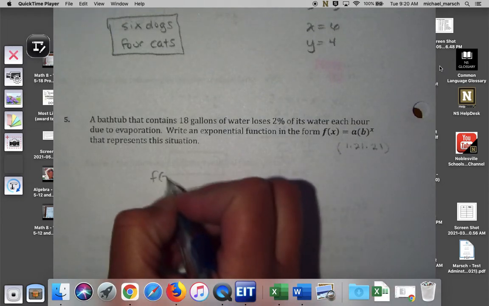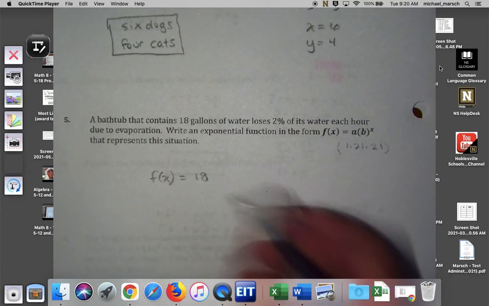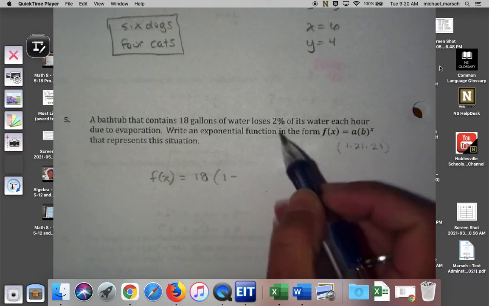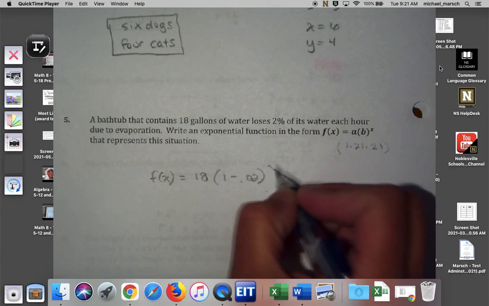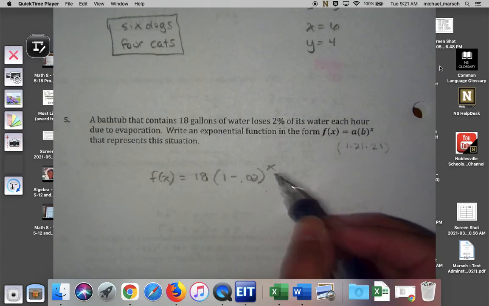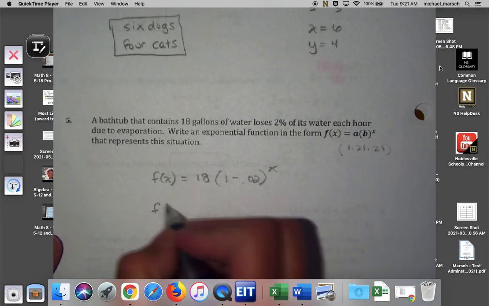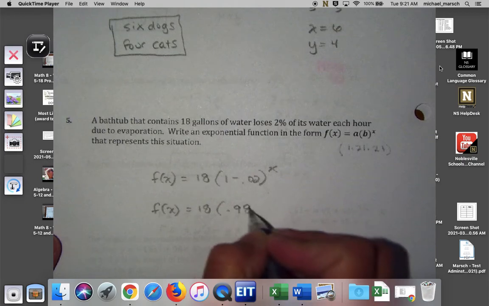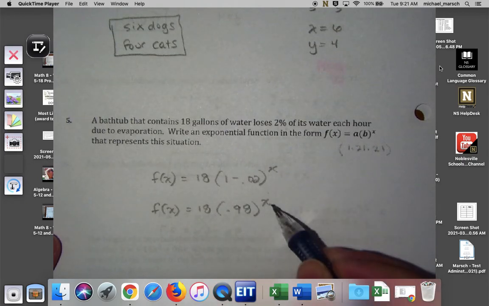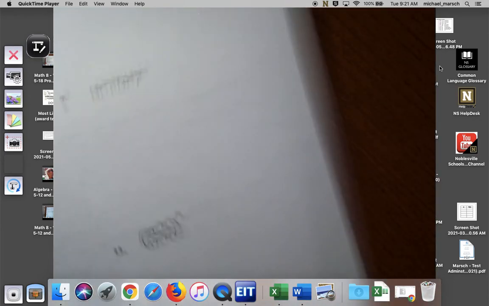So we have f of x equals, we have 18 gallons, and then we do 1 minus the percentage as a decimal, 0.02, and then this stays as x, because again, we don't know how many hours. We're not trying to figure that out yet. So my final answer will be f of x equals 18 times 0.98 raised to the x, and the x would be however many hours after it's been out in the sun. Okay.